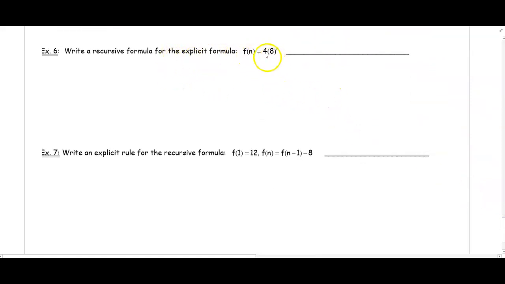Write a recursive rule for this explicit rule. Right away I have to recognize my common ratio is 8. I know that this is geometric. So now all I need to know is a term. If I let n equal 0, 4 times 8 to the 0 power. If you don't know this, remember 8 to the 0 power is 1. 4 times 1 is 4. So if I have this ordered pair (0, 4), when I go to write my recursive rule, f of 0 equals 4. Then the second part would be 8 times the previous term, f of x minus 1.